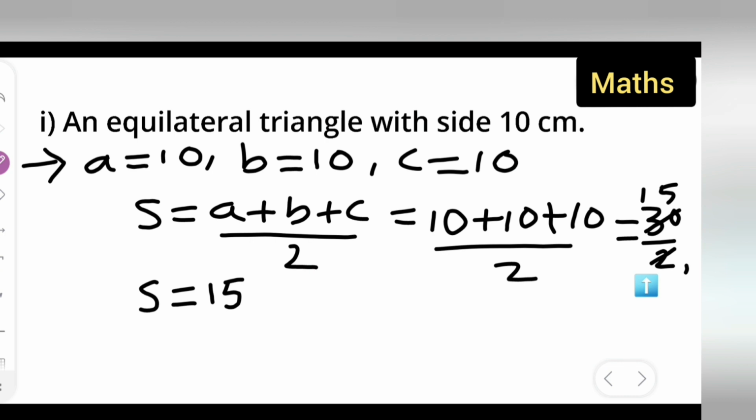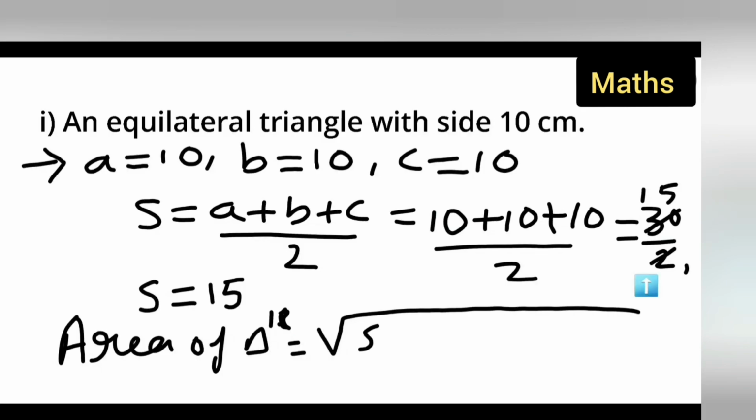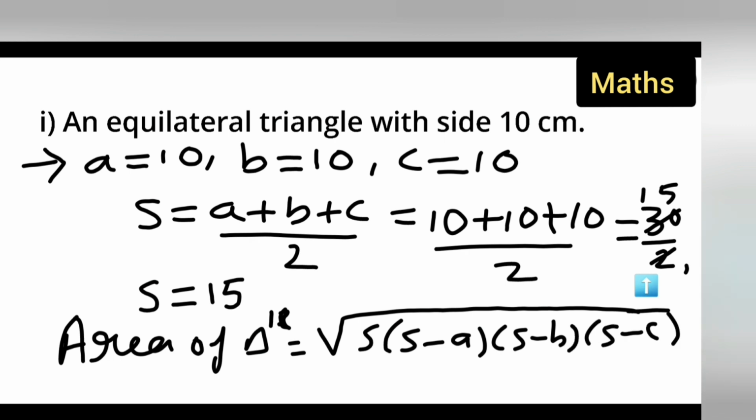Now you all can use that formula and solve. Area of triangle is equal to, so area of triangle is equal to root of S into S minus A. Write down the formula S minus B and S minus C. Okay, you all can write down the formula first for finding area of triangle.